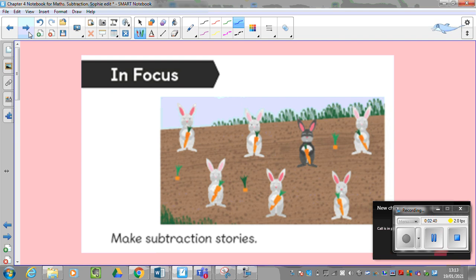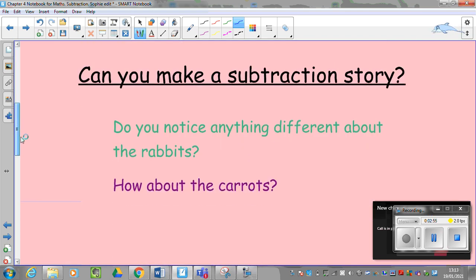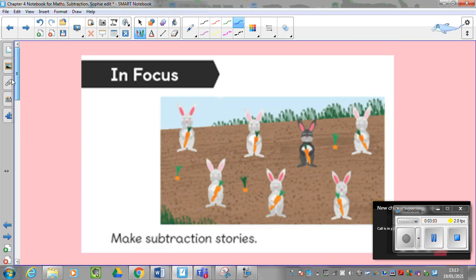Now this time, what you need to do is have a look at this picture and see if you can make subtraction number stories. So in just a second, I'm going to ask you to pause the video and see if you can answer these questions. Can you make a subtraction story from this photo or from this picture? Do you notice anything different about the rabbits? And how about the carrots? So have a look, pause now, and discuss that.